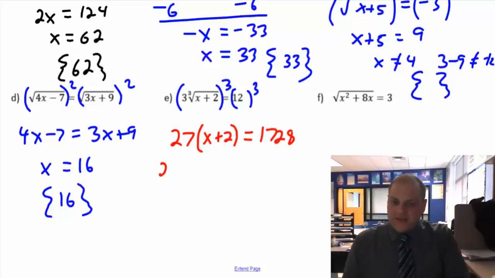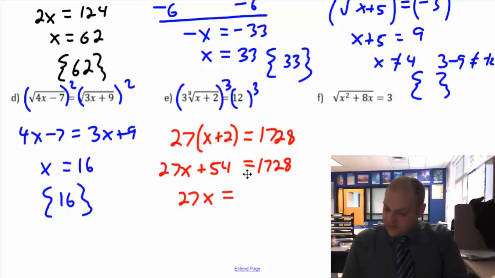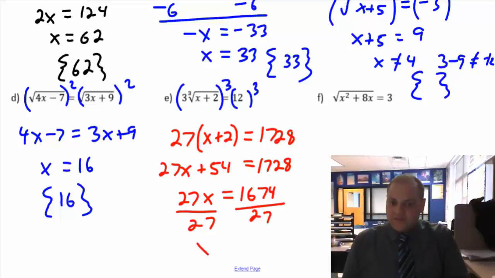All right, so I have 27x plus 54 equals 1,728. Subtract 54 from both sides, and that gives me 1674. And then I divide by 27, and that gives me 62.